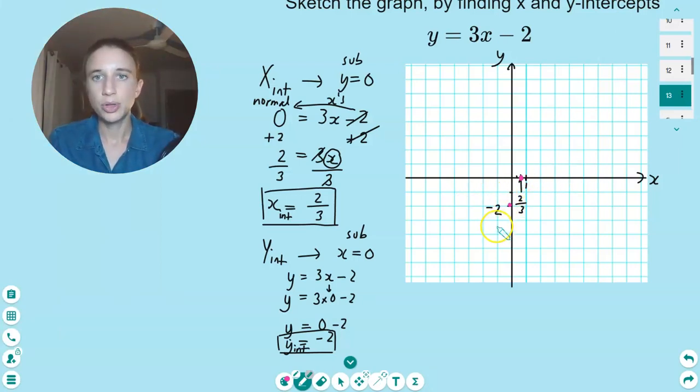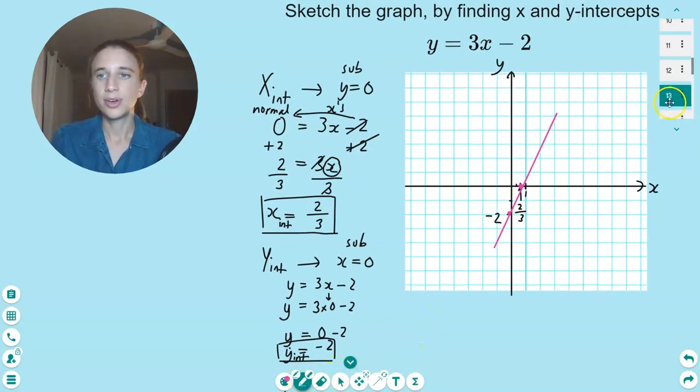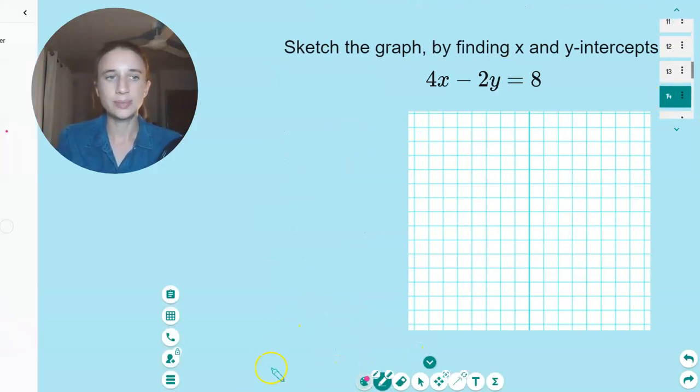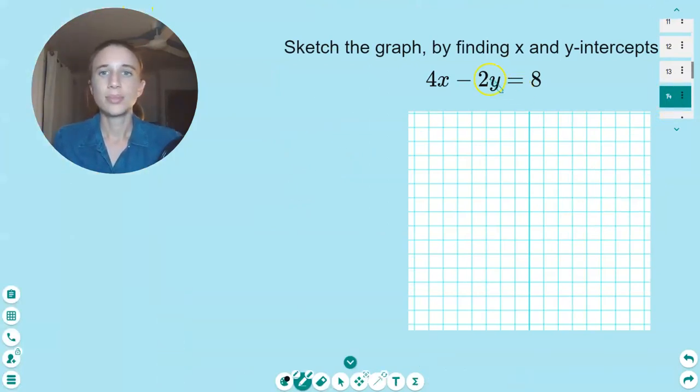Okay, this is plotting a graph by finding the x and y intercepts. Good enough. All right, let's check out the next one. Sketch this graph by finding the x and y intercepts. Okay, two things we need to know.